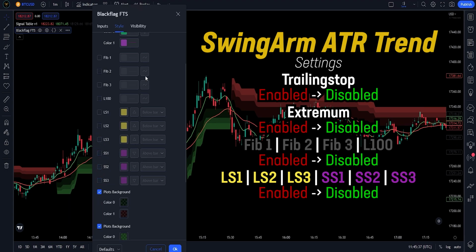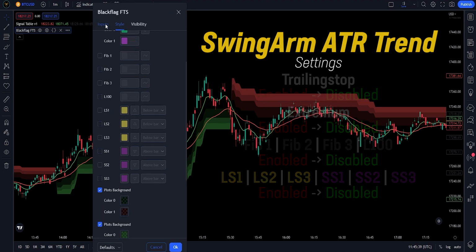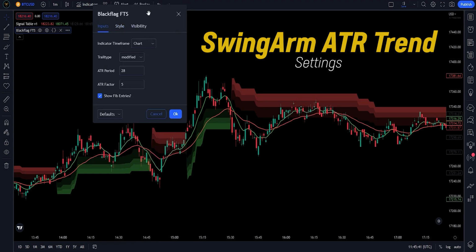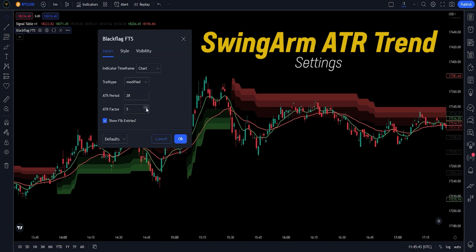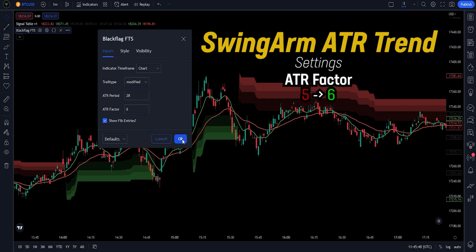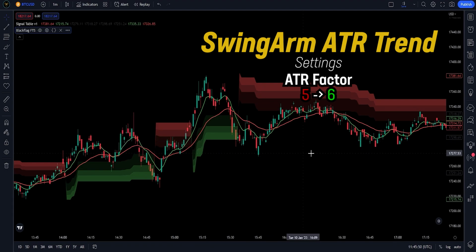If you're done with disabling these settings, open your Inputs tab. In here, we only want to change this ATR factor setting. So, change this setting's value from 5 to 6. Great, now press OK, and we are done with modifying our indicators, as well as our indicator setup.